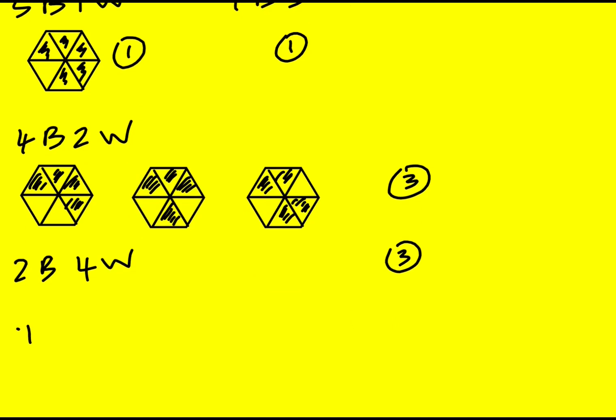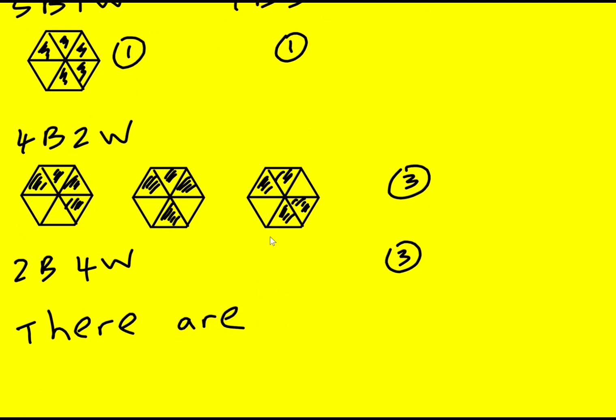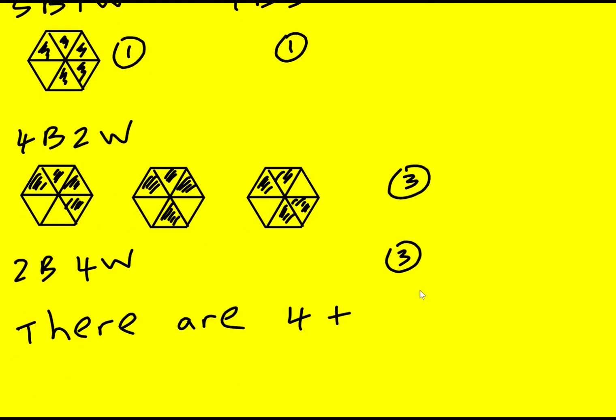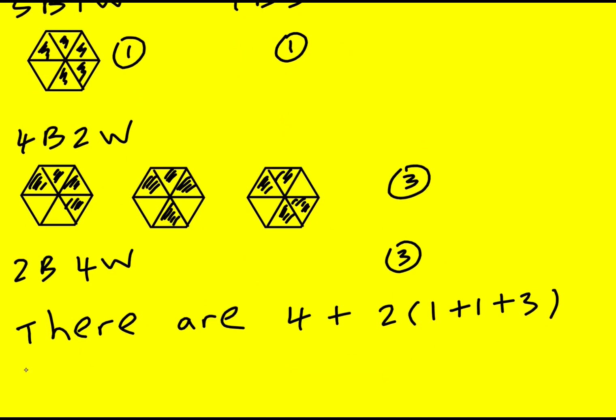And so how many different looking hexagons are there? We have 4 from the 3 and 3. And then we've got 1, 1 and 3 double counted. Okay, or you can just add them up. 1 plus 1 plus 1 plus 1 plus 3 plus 3. That's going to be 5 times 2, 10, 14 different looking hexagons.